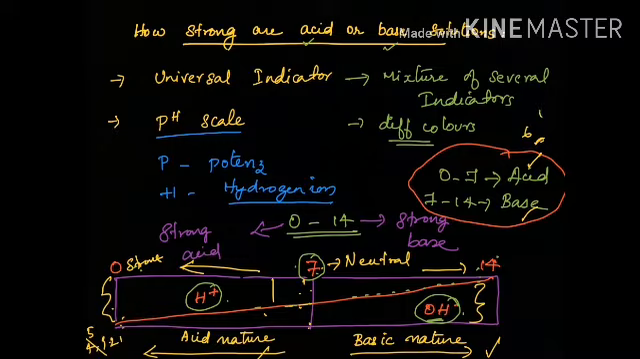What about 13? Just look over here. It is on the right side of 7, right? So it is a basic solution. 13 means it is near to 14, right? So it is a very strong base. Likewise, you need to find out whether it is a strong acid, a weak acid, a strong base or a weak base. Like that we can find it out.